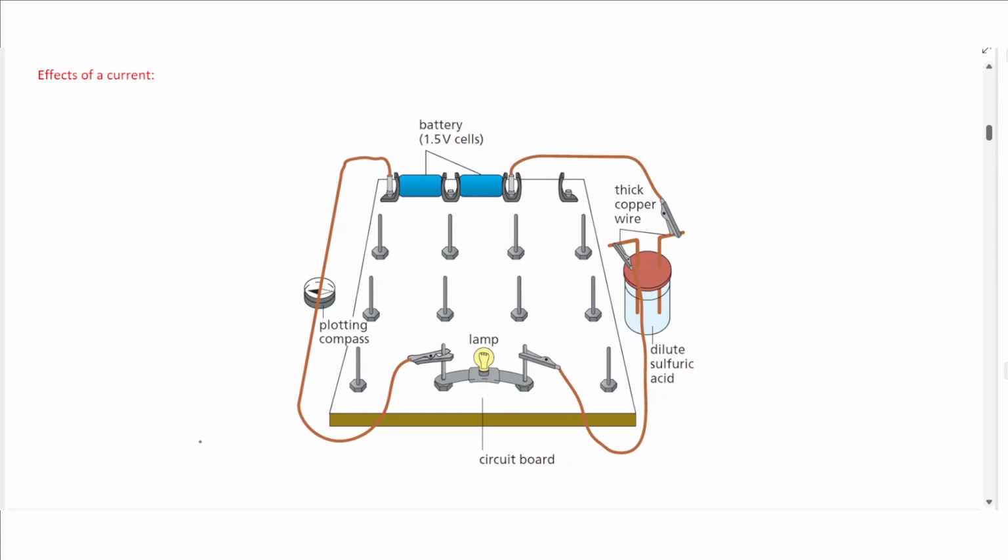Now, current has several effects to prove that it is working. It can have a heating effect. Any current flowing through any object or a material or a component heats it up. The current creates a magnetic field around the component. The current sometimes creates a chemical reaction if you include an acid and two electrodes that are positive and negative. Or if you have a lamp or a filament wire that heats up too much, it will eventually emit light. So heating, lighting, magnetic, and chemical effects.